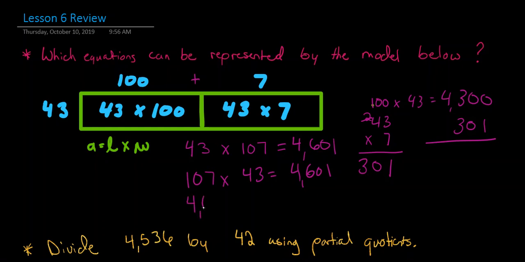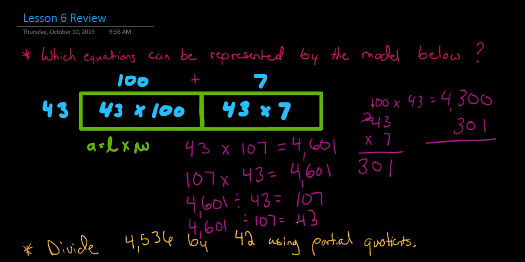And I could do 4,601 divided by 43 equals 107. Or I could do 4,601 divided by 107 equals 43. Okay, those are my four options, guys. That's what I'm working on.